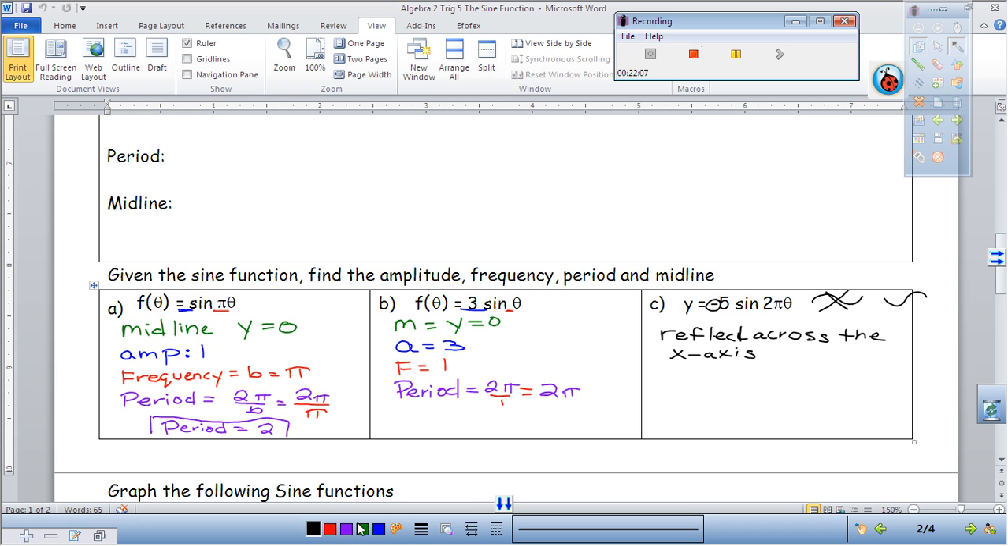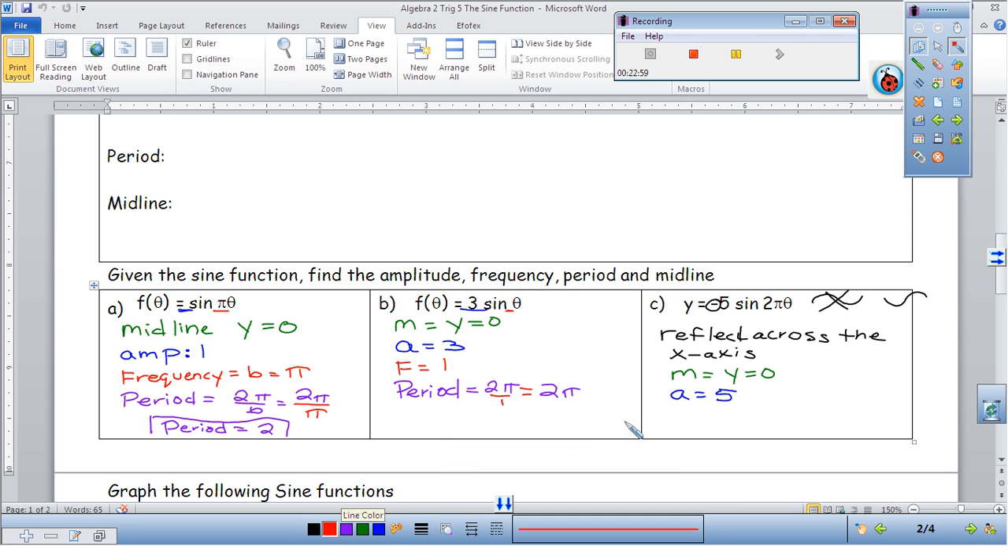Okay, Kamai, what's the midline? What is it? No, it's 0, but what is it after 0? y equals 0. It always has to have a y equals. And what's the amplitude? Okay, it's the absolute value, so it's just 5. The negative tells me to reflect. So just like when we had stretch or shrink, it was just the number, not the negative or positive.